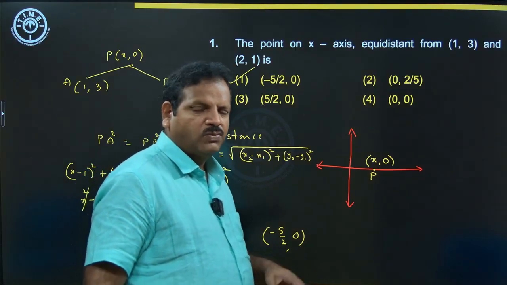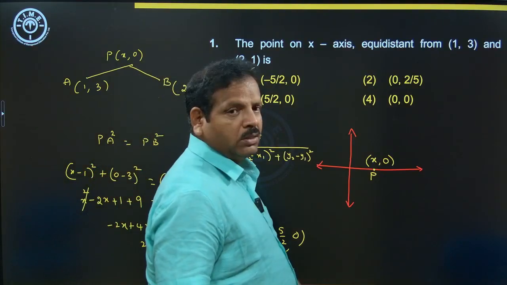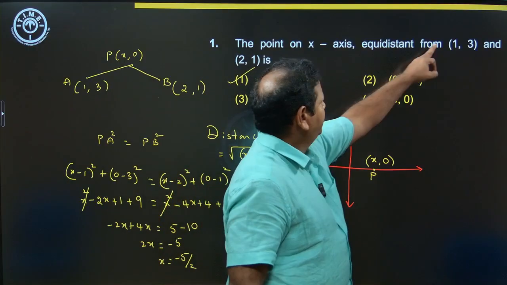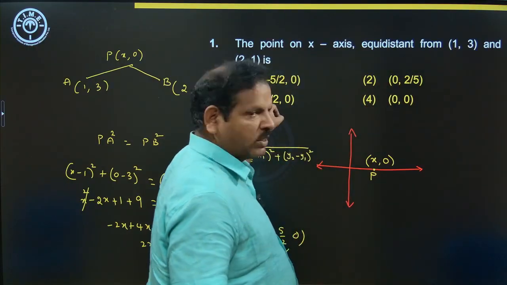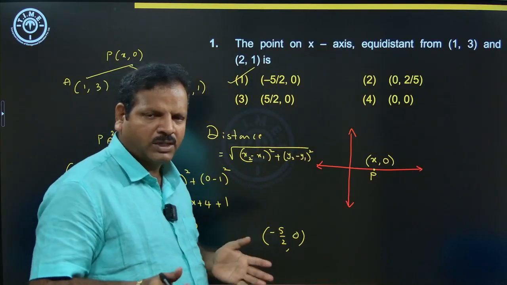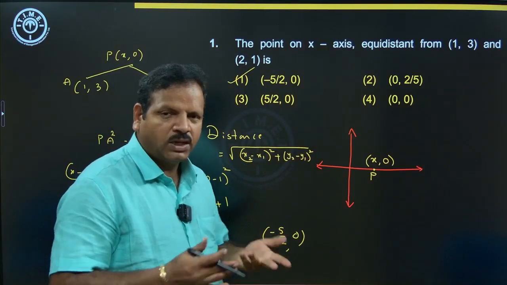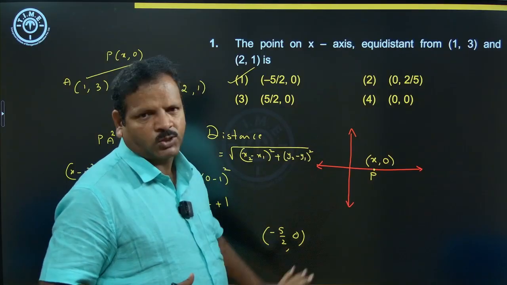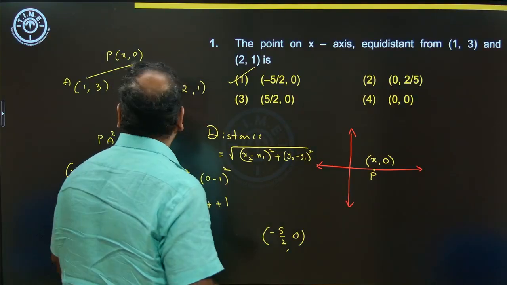One more method, options verification can also be done. First option selected: the distance between (1, 3) and (minus 5 by 2, 0), then calculate the distance between (2, 1) and (minus 5 by 2, 0). If both are the same, that is the right answer. Otherwise, go for the next option.